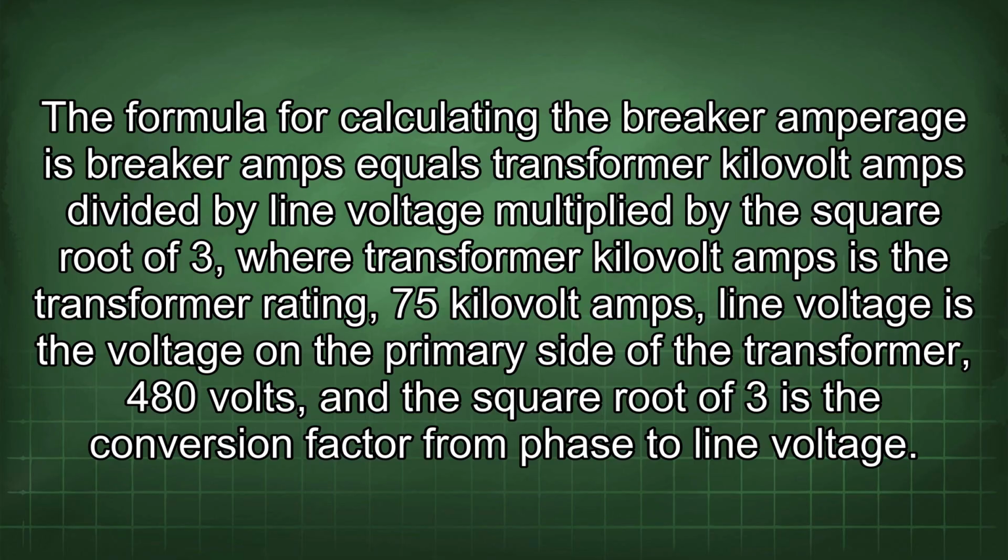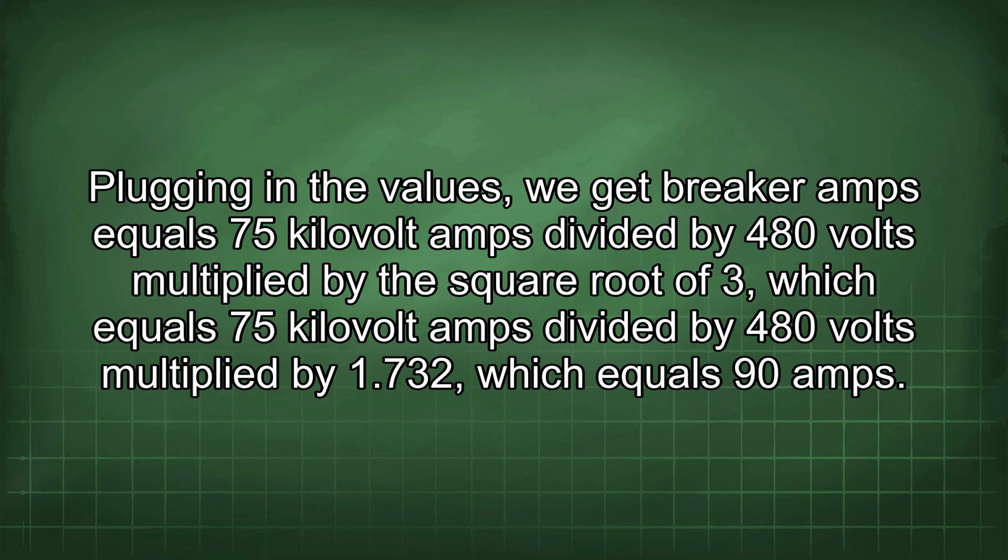Line voltage is the voltage on the primary side of the transformer, 480 volts, and the square root of 3 is the conversion factor from phase to line voltage. Plugging in the values, we get breaker amps equals 75 kilovolt amps divided by 480 volts multiplied by the square root of 3, which equals 75 kilovolt amps divided by 480 volts multiplied by 1.732, which equals 90 amps.